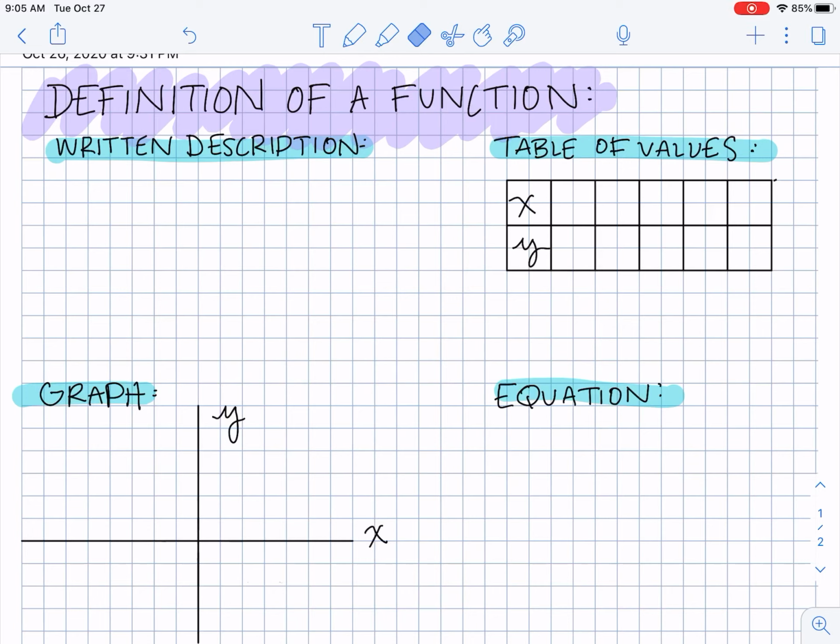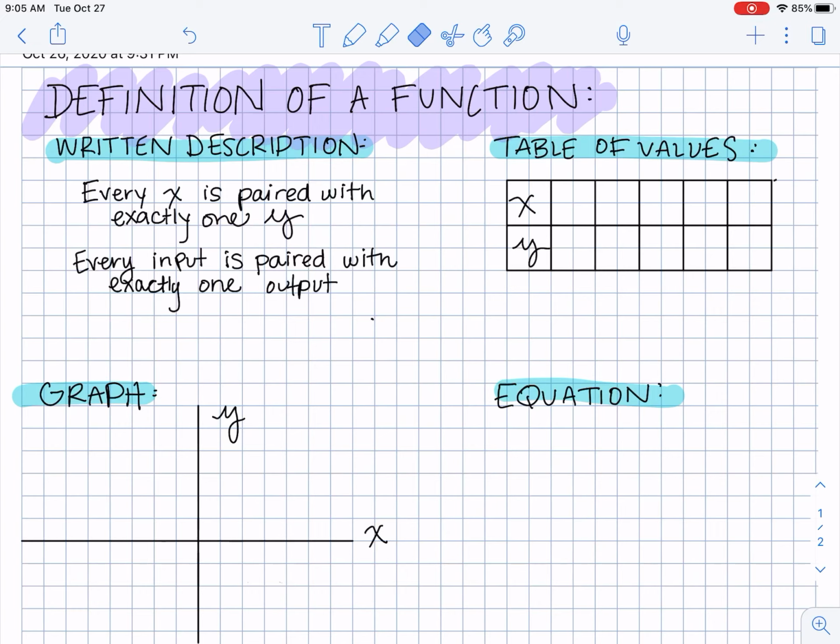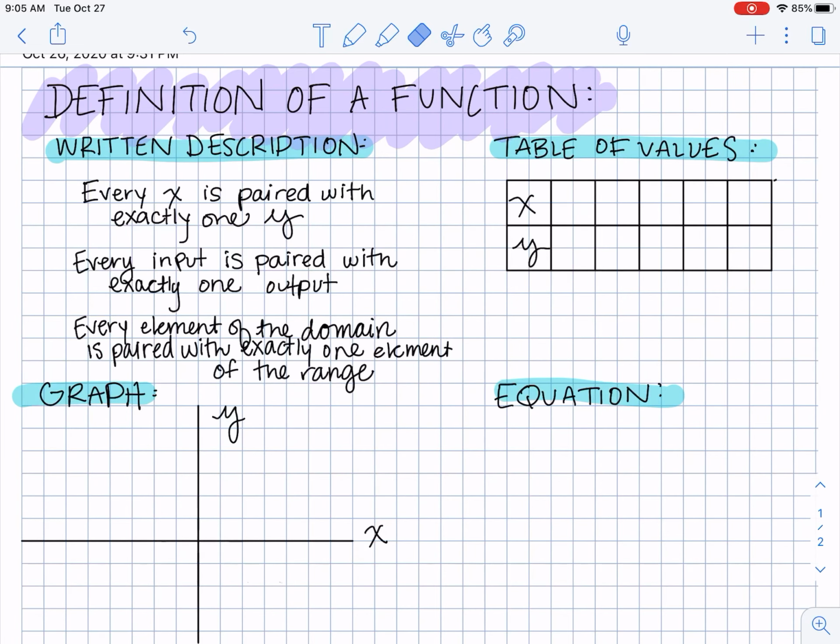So what we are going to do is go through the written description first. Make sure you have a piece of paper and you are taking notes. So the written description of a function, we could say a function is a relation where every x is paired with exactly one y. We could also say every input is paired with exactly one output. Or we could say every element of the domain is paired with exactly one element of the range. These are all sort of synonymous definitions.